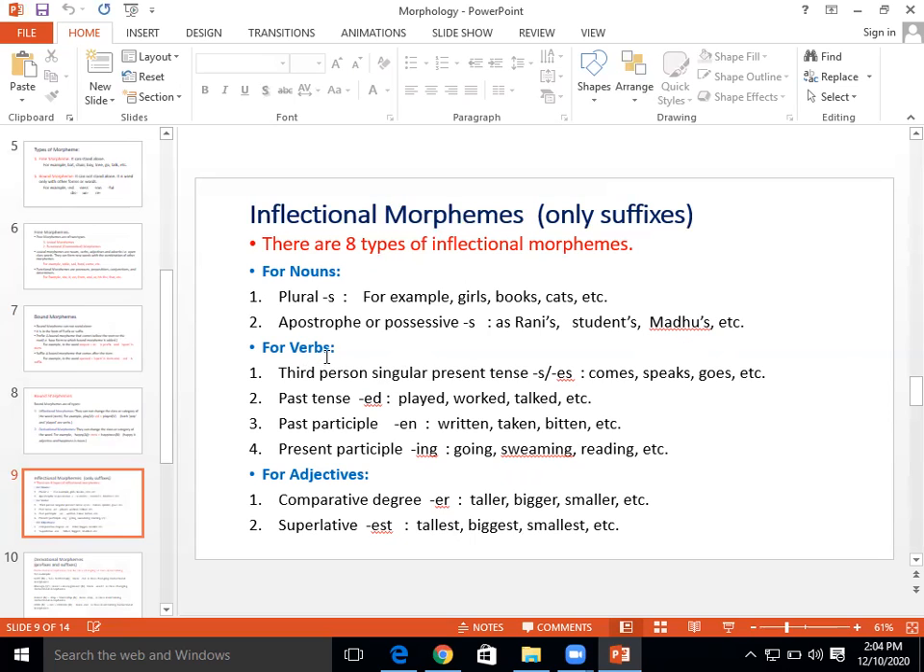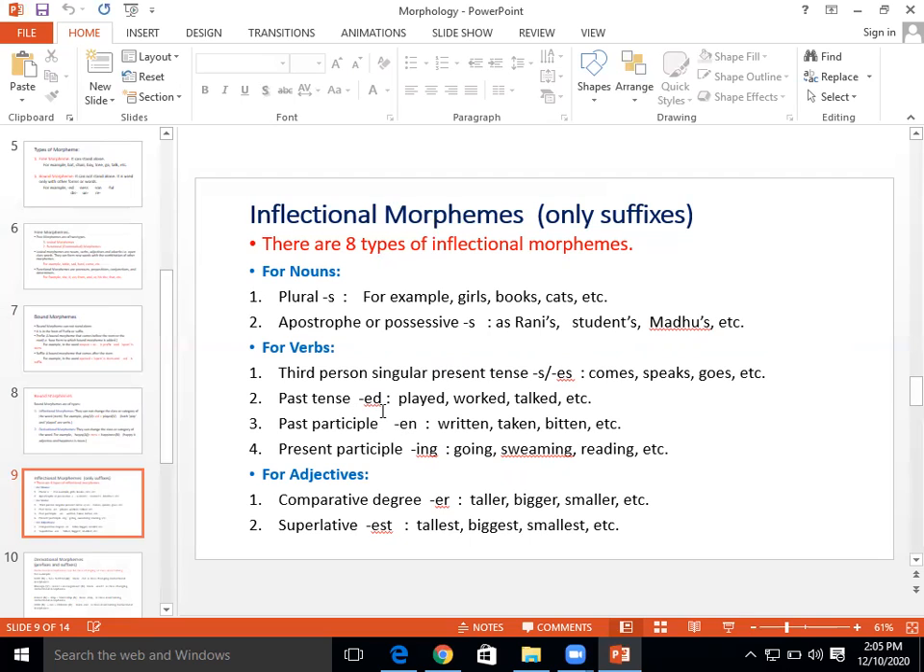Then for verbs there are 4 types of inflectional morphemes used. That is third person singular present tense. When the verb is in the singular present tense, third person, that is comes, speaks, goes, etc. That 's' is also called an inflectional morpheme.